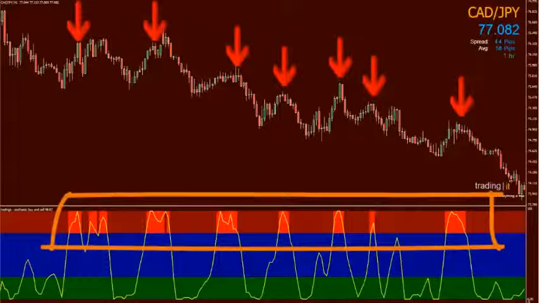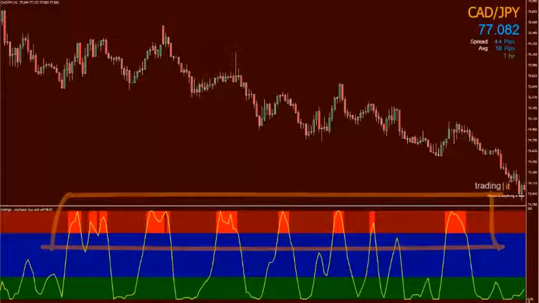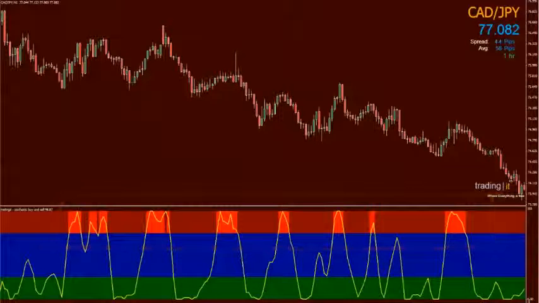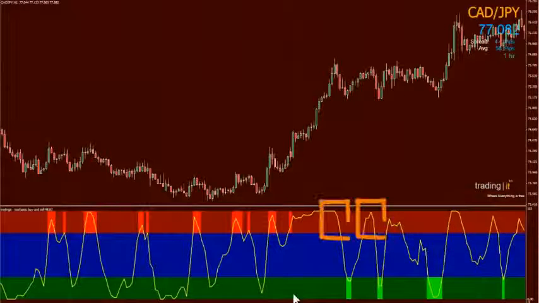Look at every time both zones are displayed at these points. The market went down, and the trade would have been successful. If we look at the points like here and here, both zones were not visible, causing the trade to fail if a trader took a short at these points.